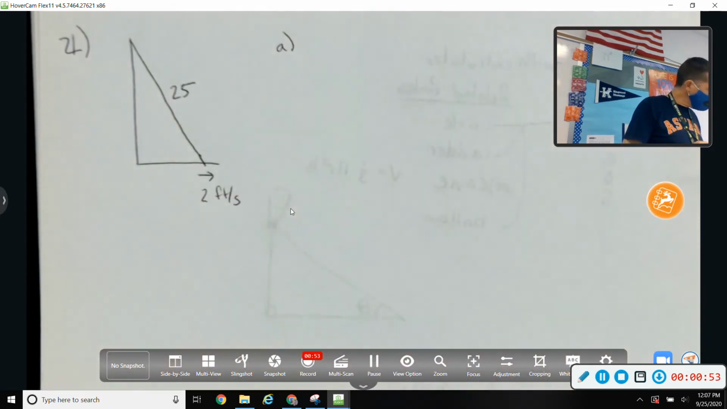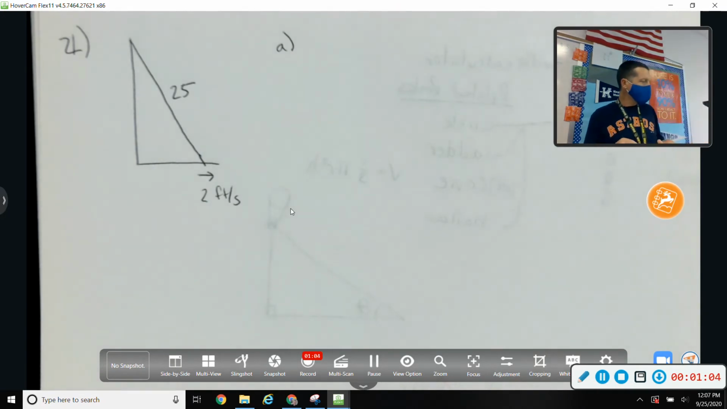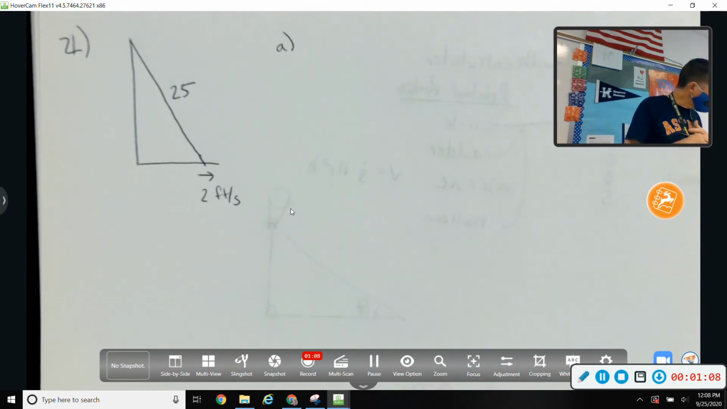Part A, how fast is the top of the ladder moving down the wall when its base is 7, 15, and 24 feet from the wall? So it's really 3 questions in one for part A. We'll answer one of those questions. We'll do the one when A is 7 feet.